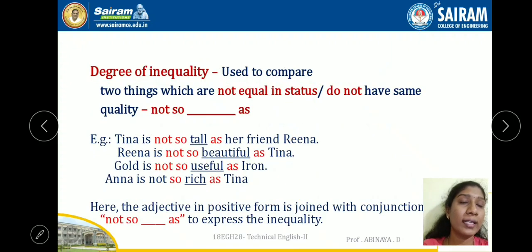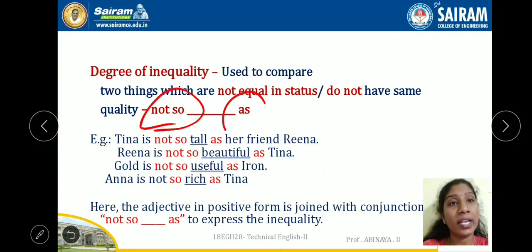Let's go for the next. Positive degree of inequality is used to compare two things which are not equal in status and do not have the same quality. At that time you have to use, instead of as and as, not so and as, right? Okay, Tina is not so tall as her friend Reena. Actually Reena is tall, not of equal height. Reena is not so beautiful as Tina. Gold is not so useful as iron. Anna is not so rich as Tina.